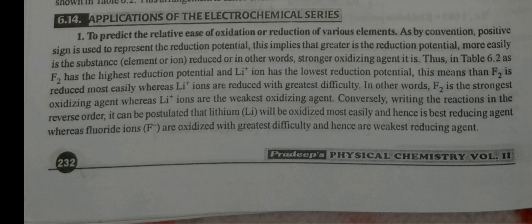Thus, in table 6.2, F2 has the highest reduction potential and lithium ion has the lowest reduction potential. This means that fluorine is reduced most easily while lithium ions are reduced with greatest difficulty. In other words, fluorine is the strongest oxidizing agent, whereas lithium ions are the weakest oxidizing agent. Conversely, writing the reactions in the reverse order, it can be postulated that lithium will be oxidized most easily and hence is the best reducing agent, whereas fluoride ions are oxidized with greatest difficulty and hence are the weakest reducing agent.